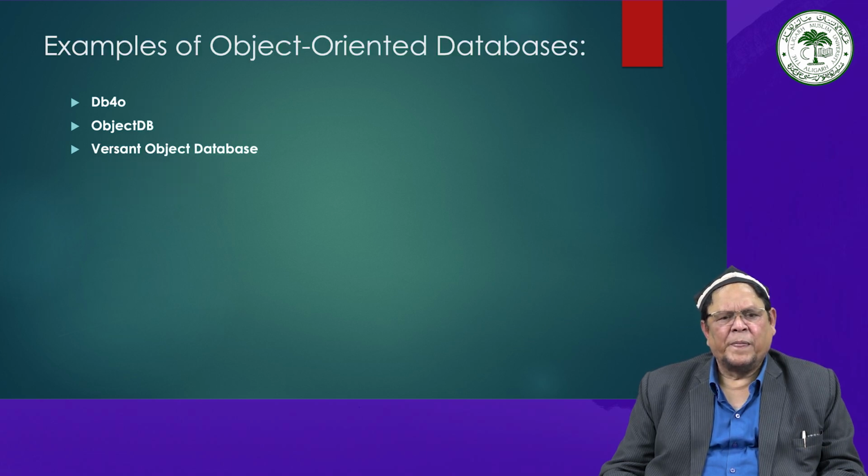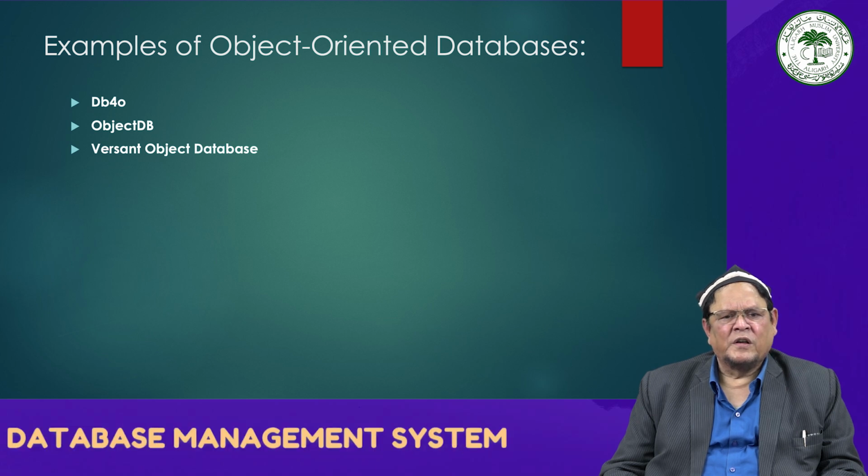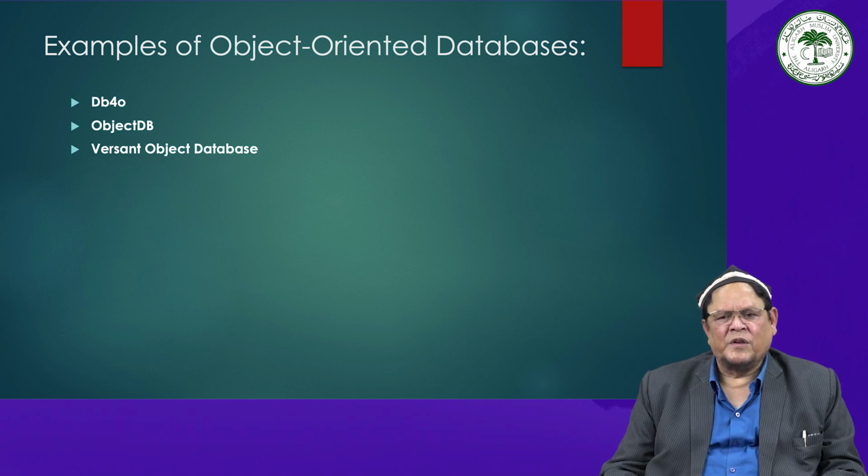DB4O. DB4O is an open source object-oriented database for Java and .NET applications, offering native support for object persistence and queries. ObjectDB. ObjectDB is a commercial object-oriented database for Java applications, providing features such as transparent persistence and support for JPA, the Java Persistence API.